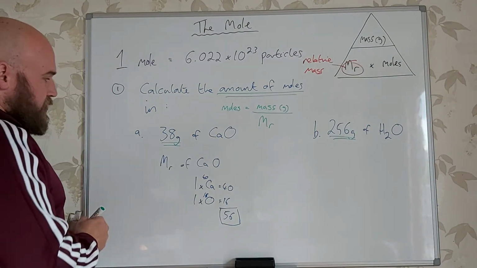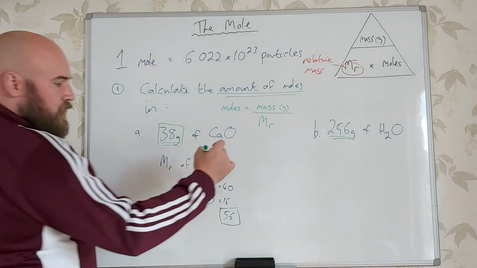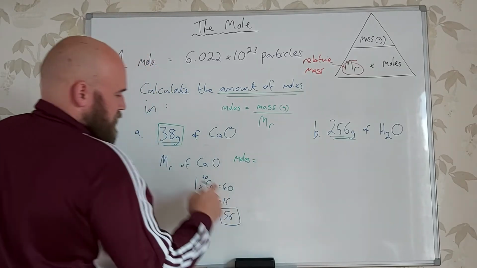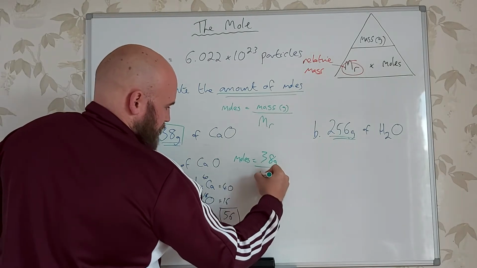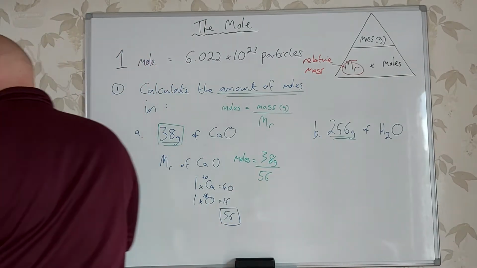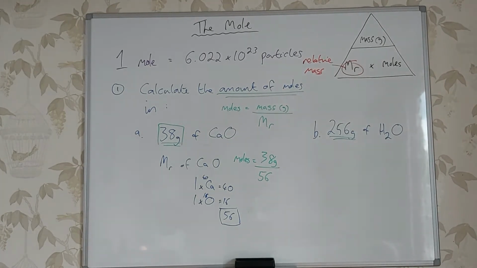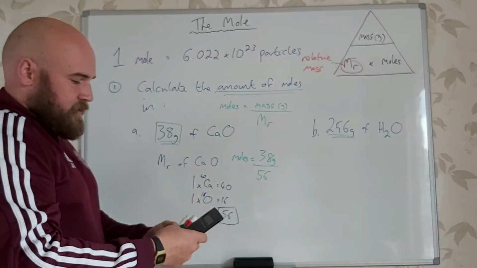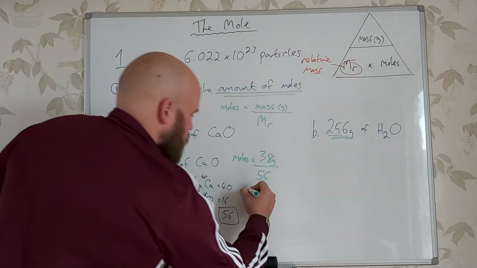Now, because I've got my mass and I've got my MR, I can work out moles. So moles equals the mass, which is 38 grams, divided by the MR, which is 56. Put them into a calculator. So 38 divided by 56, 0.68 moles.